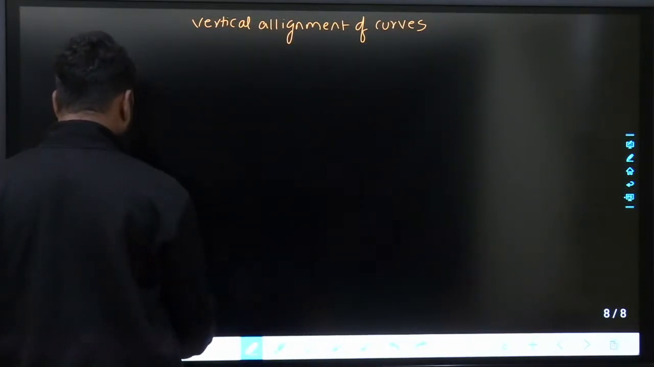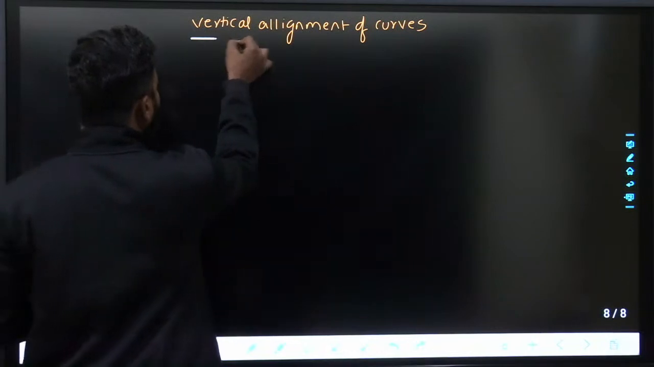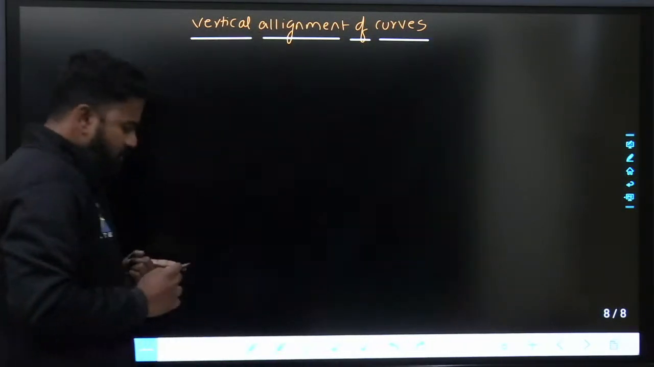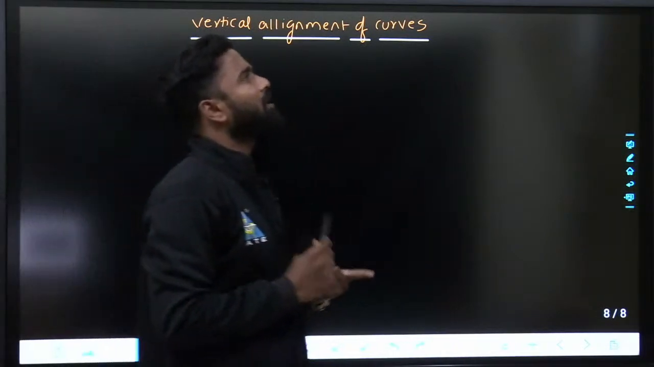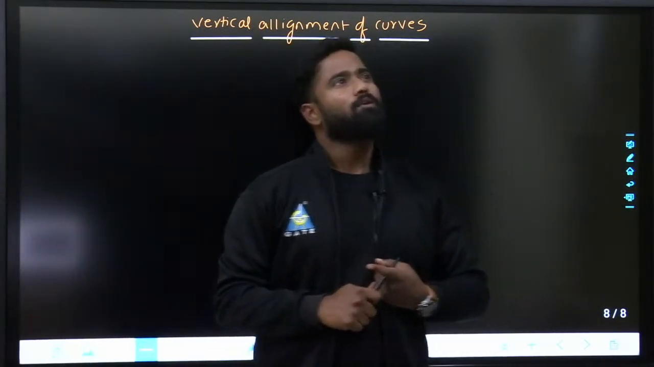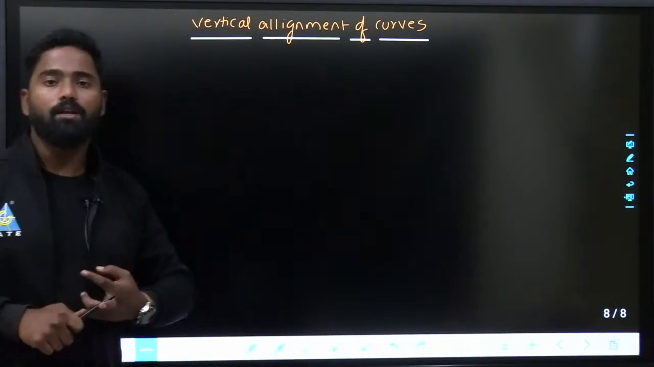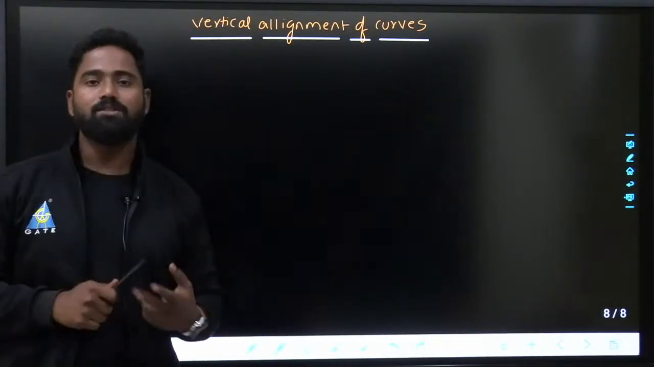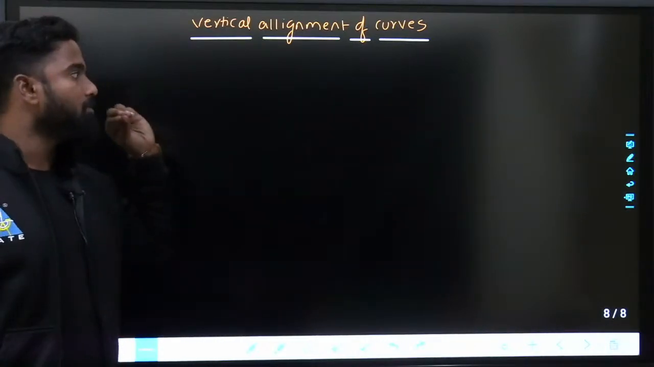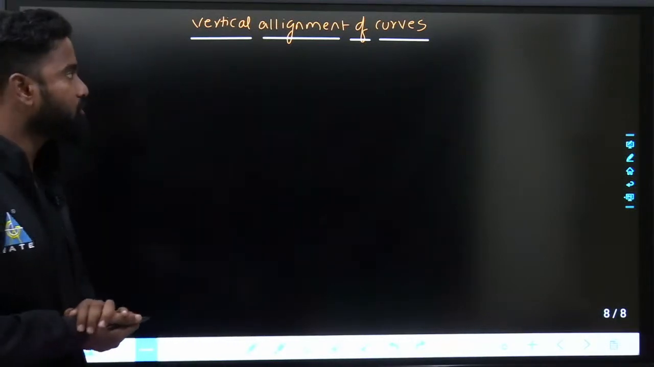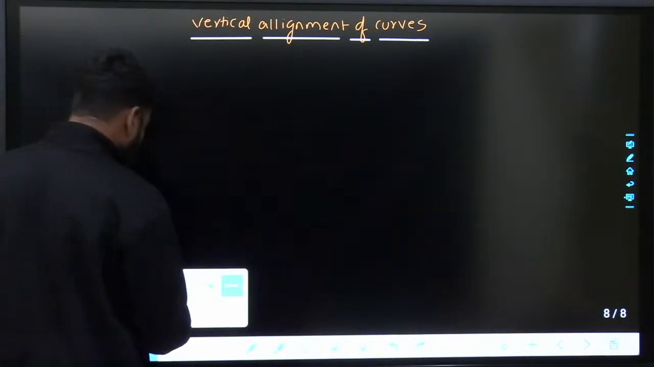In the horizontal alignment of the curves, we have seen design speed, super elevation, extra widening of the curves, transition curves, setback distance and curve resistance. So please do remember everything and apply it properly in the examination. The next topic is vertical alignment of the curves.